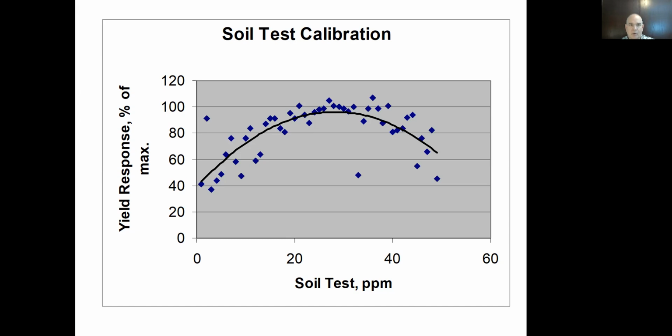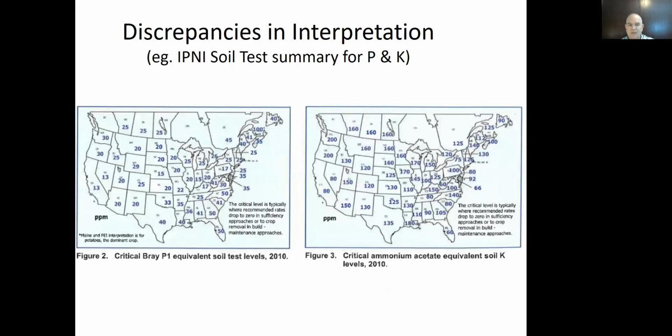Again, some are more critical to not over apply than others. Mostly it's nitrogen, copper, and boron. Most of the rest have a fairly wide plateau. So that's good to realize.